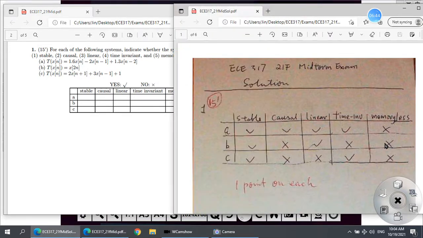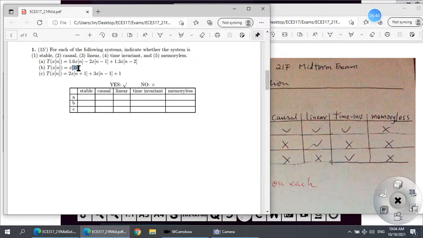And memoryless, no, because this is 2n. Only when n is 0 does 2n equal n, right? But when n is any other number, like n is 3, here it is x of 6.